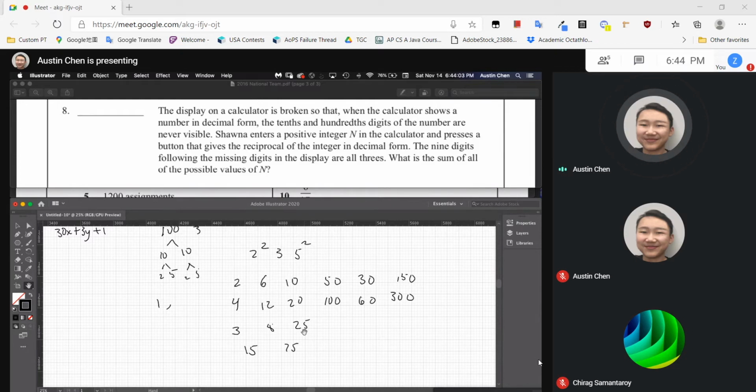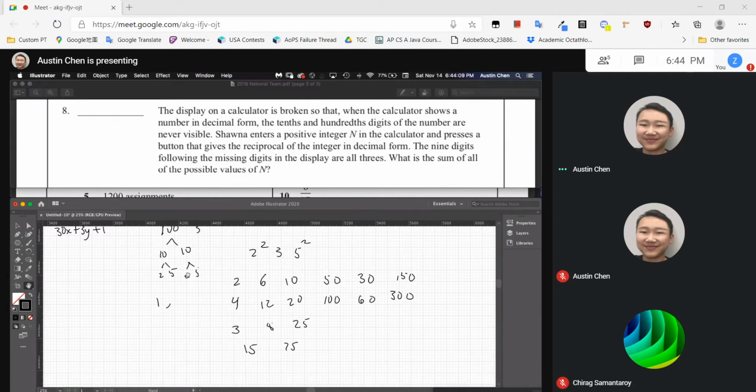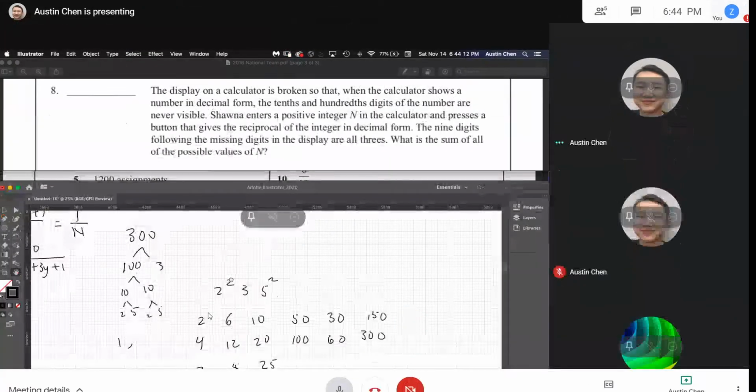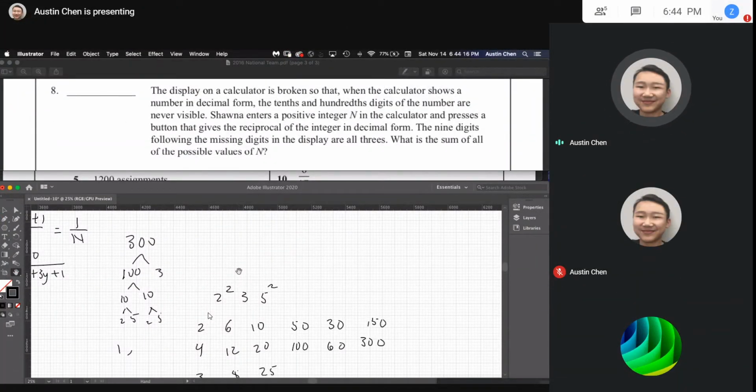I don't think so. I think I got all of them. Oh, we can also check with the number of factors formula.